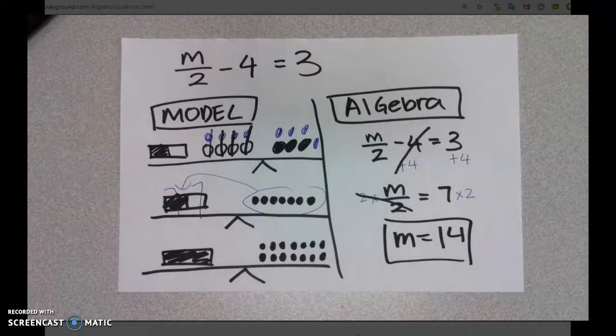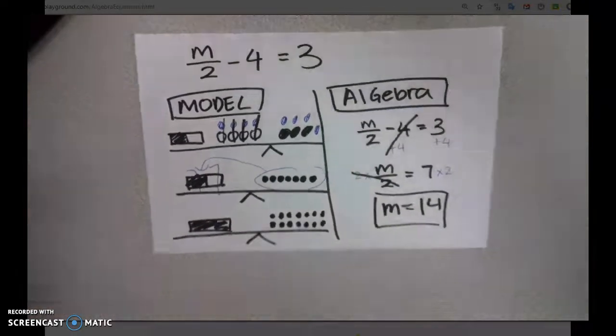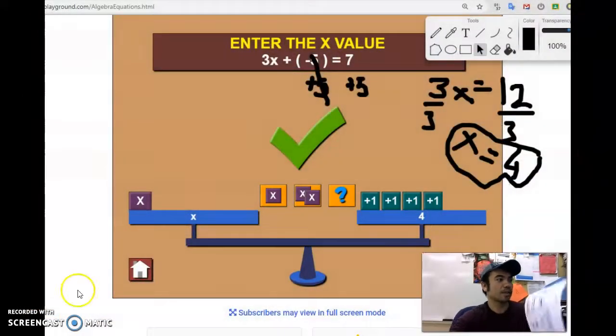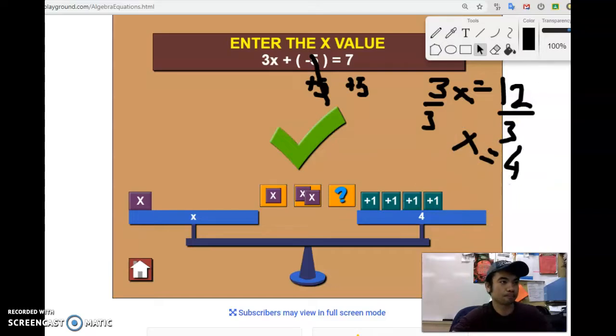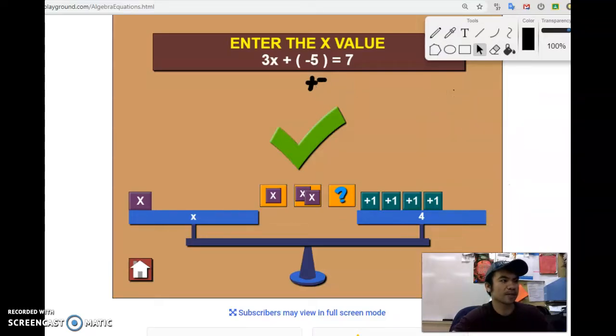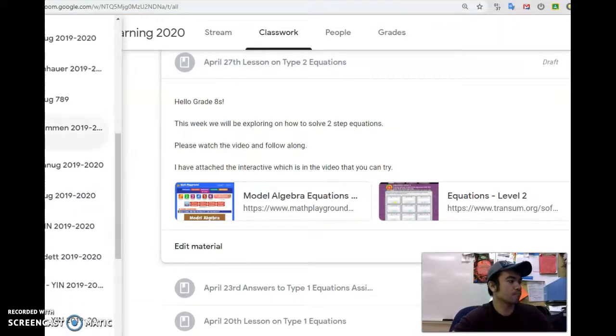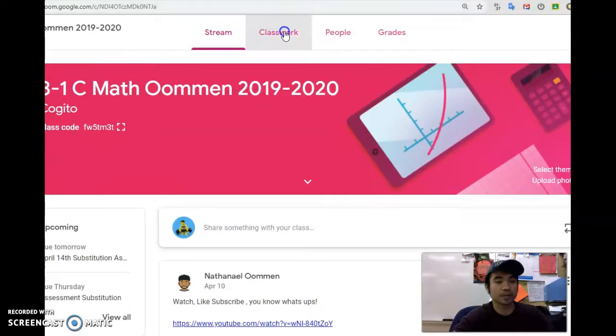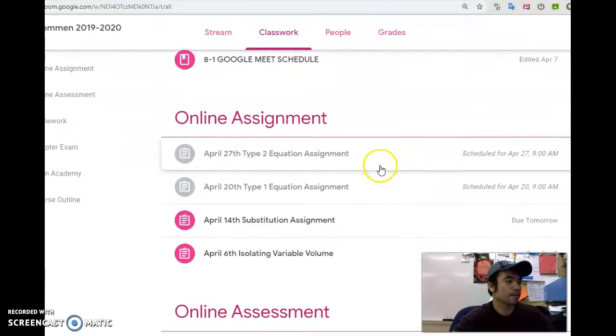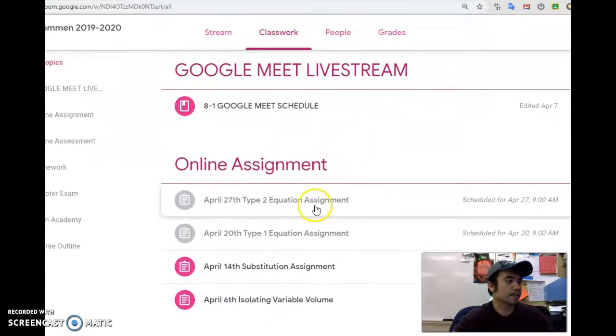Okay, so before I end off today, I just want to quickly go through Google Classroom again. I just want to go through your assignment very briefly. So I'm just going to quickly go to a class. I'm going to go to 8.1. Okay, go to classwork. Okay, and this is your assignment.